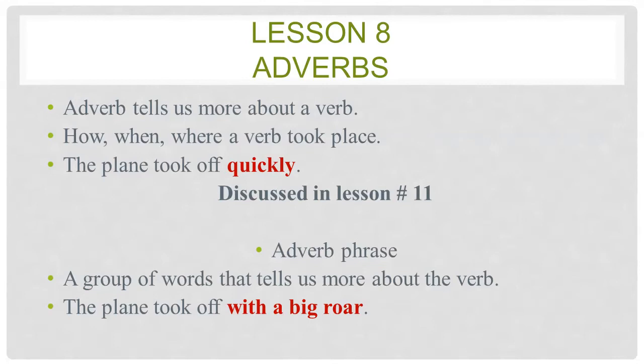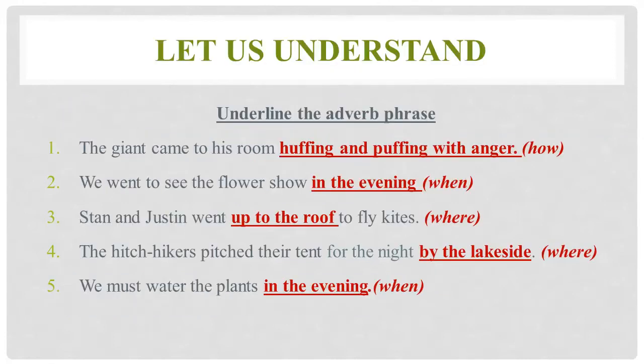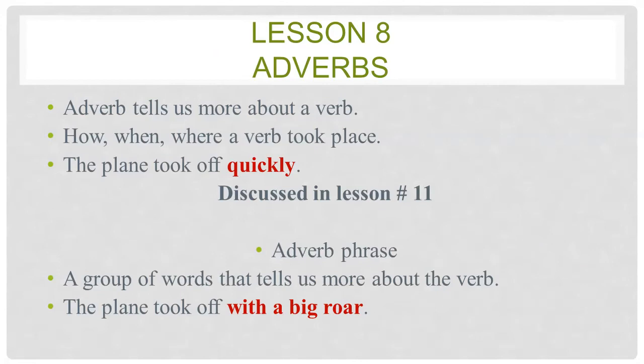adverbs from there. The example, the plane took off quickly. Quickly is the manner in which an action took place. So quickly is an adverb. It tells us about how a verb took place. Just like adjective phrase, adverb phrase is a group of words that tells us about verb. The plane took off with a big roar. With a big roar is a group of words that tells us the way in which the plane took off. So this is an adverb phrase.